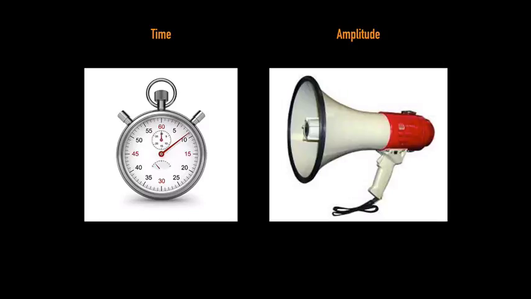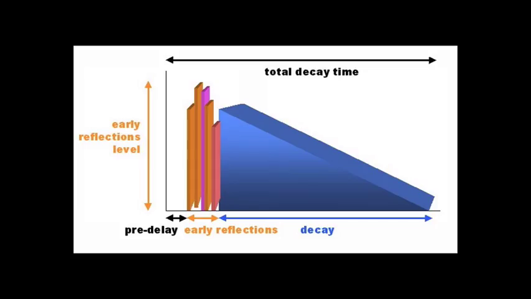So, reverb involves a few different concepts having to do with time and amplitude. So what do I mean by this? The best example of processes of time are pre-delay, early reflections, and decay time.